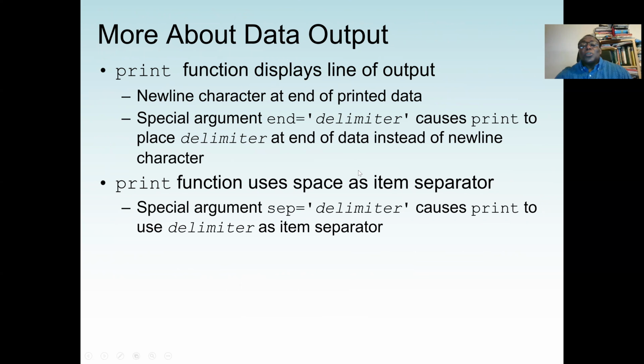A print function normally will display a line of output, with a new line at the end of the printed data. Now we say the special argument end equals delimiter causes print to print the delimiter at the end of the data instead of the new line character. We may discuss this in the lab work. Also, the print function uses a space as the item separator.